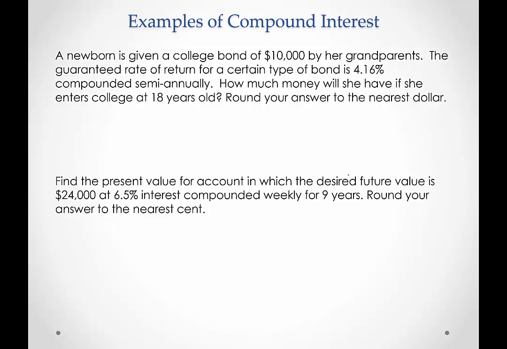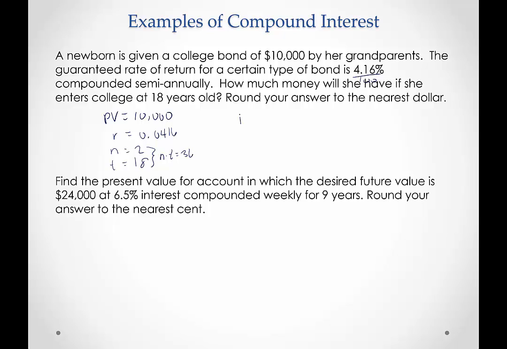Okay, for the first one, a newborn is given a college bond. That would be the present value, is $10,000. The guaranteed rate of return on this, so that's our interest rate, we're going to just plug it right in as a decimal. That's dividing this number by 100, right? Putting that over 100 is going to give me this. Compounded semi-annually, so n is 2. And she's going to have this when she enters college when she's 18, so t is 18. I would go ahead and calculate my n times t value, and that is 36.